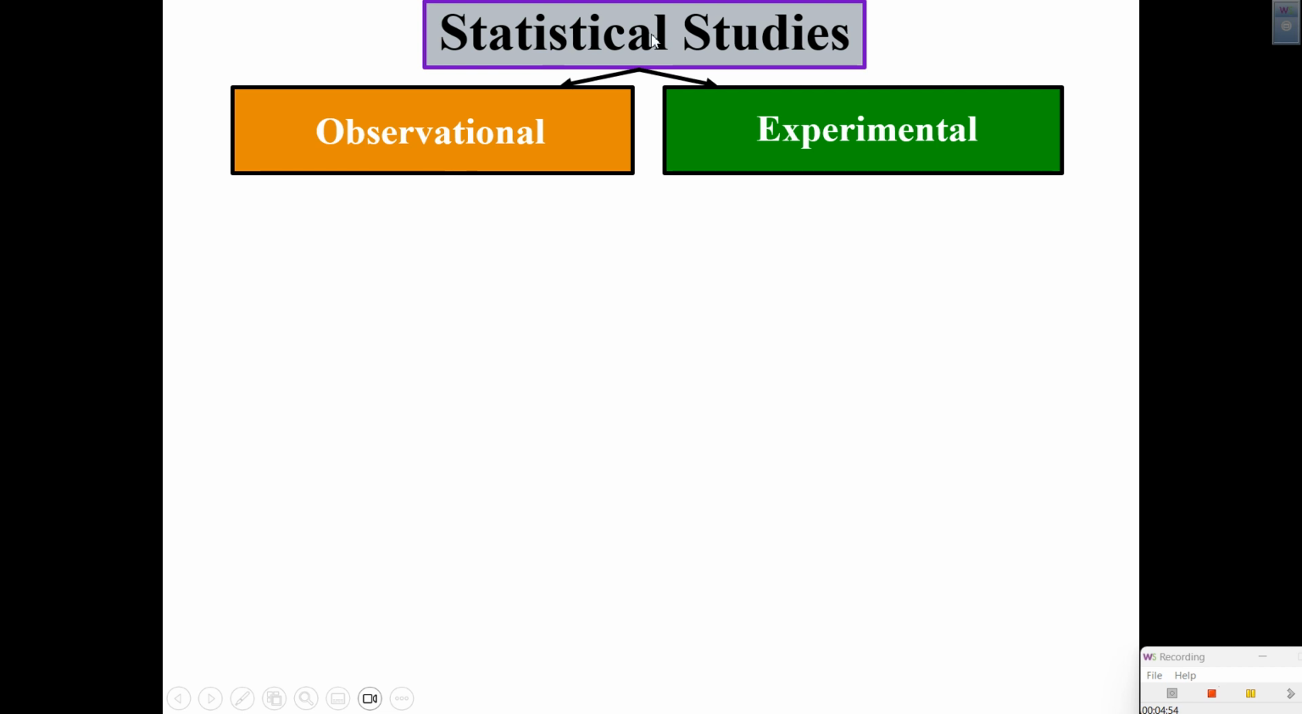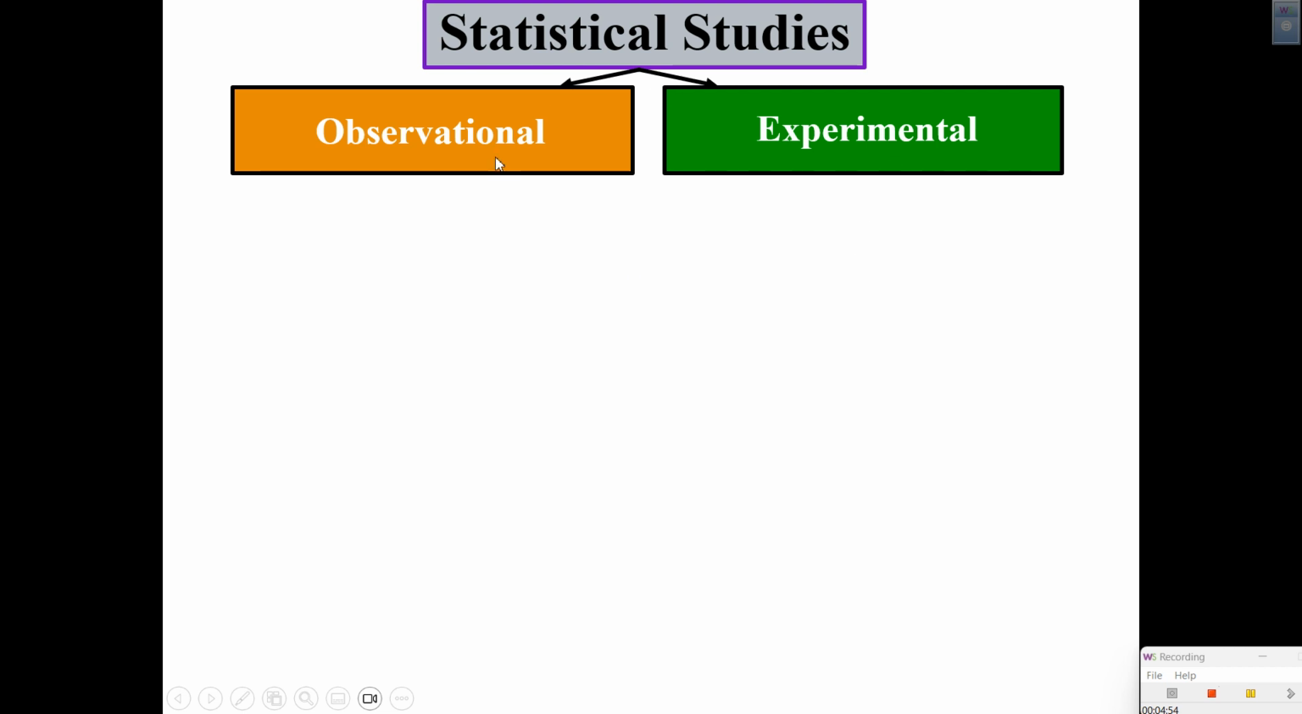So observational and experimental. Write this again: write statistical studies, write observational and experimental. I'm going to add a couple more things, and here's where it starts getting a little bit more challenging for you to remember the different types of studies that there are. They're observational, but they have different studies, and experimental, and they're called different things. So that's all it is.